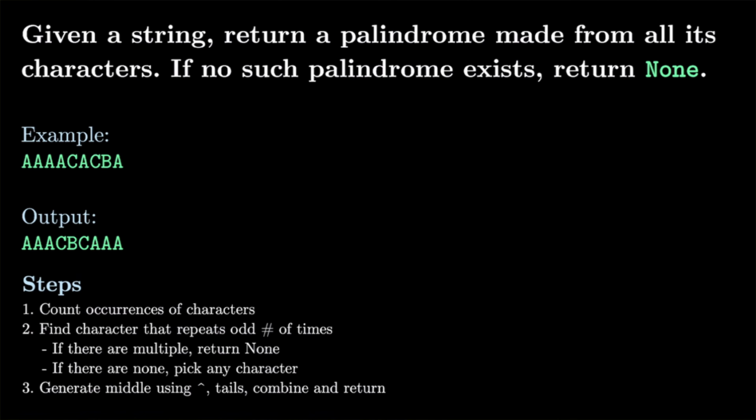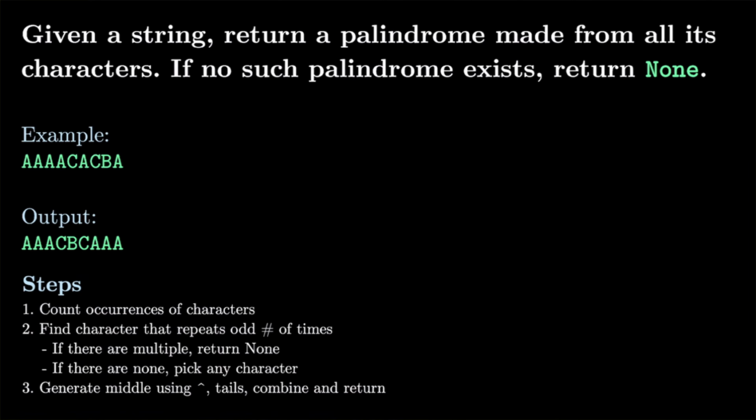Here I've just pasted in the steps that we're going to use. The first thing is we're going to count the occurrences of characters. For example, we count how many times A occurs, then B, then C. After that, we find the character that repeats an odd number of times, because in a palindrome, you can only have a character repeating an odd number of times if it is the only character in the center. Everything else has to repeat an even number of times, just because a palindrome can be read the same backwards and forwards. So if we find multiple characters that repeat an odd number of times, that means there's no possible palindrome that we can create.